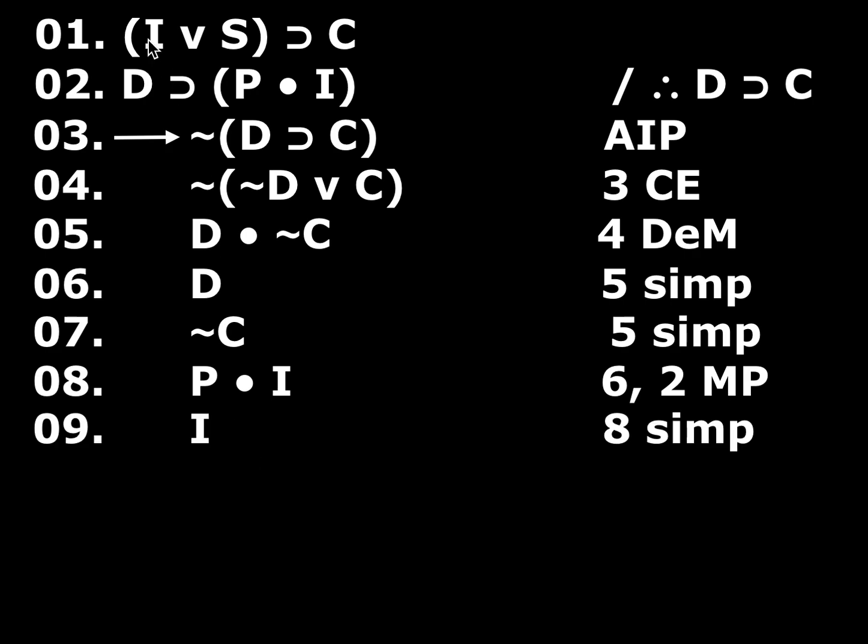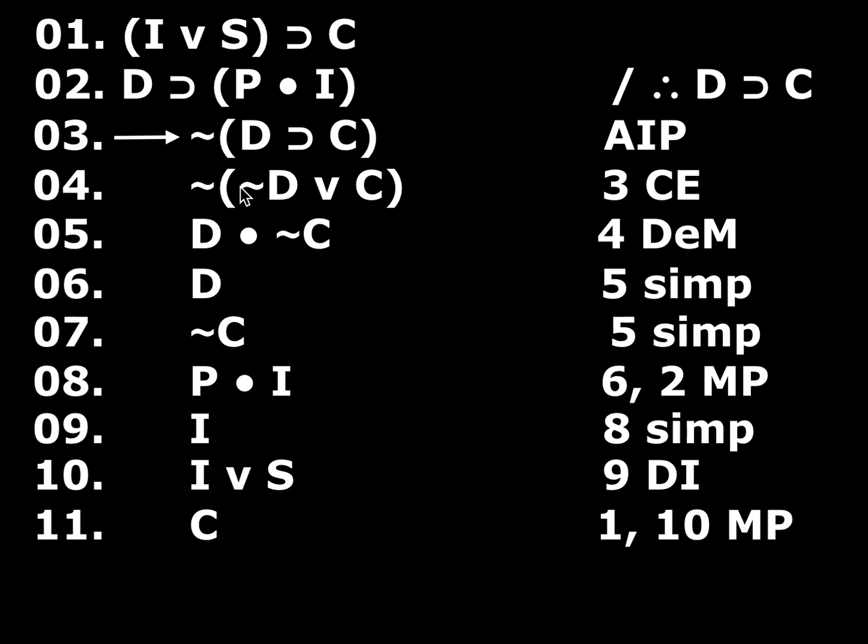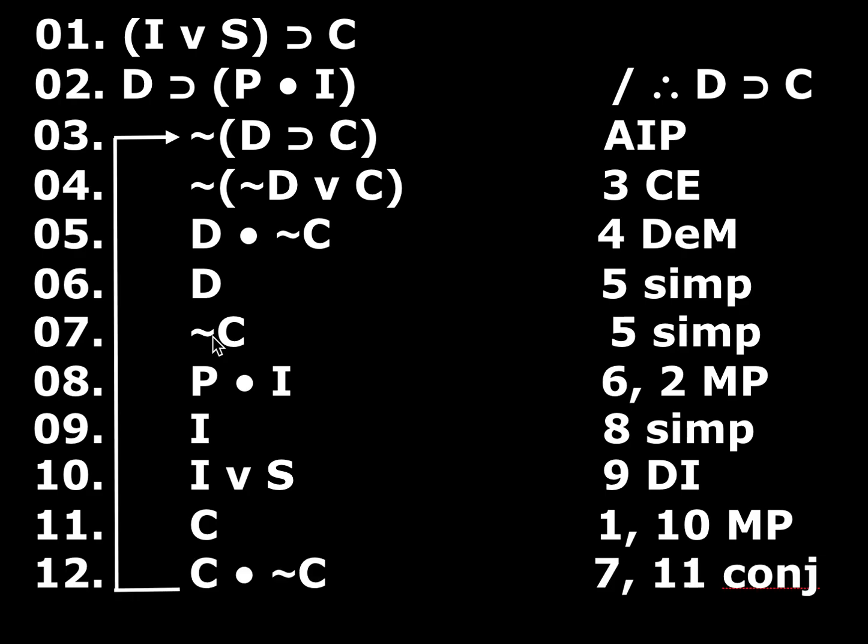Why? Because now I can go I or S by DI on line 9. Now this is this antecedent, so I can get C by modus ponens on 1 and 10. And now look, I've got C and not C. So I'm just going to conjoin those, C and not C. There's my explicit contradiction. I'm closing my subproof off. Next line has to be the opposite of the thing that led to that. So if D, then C.